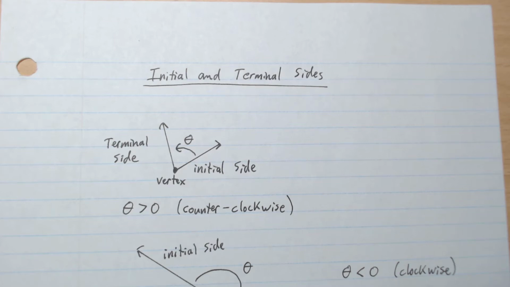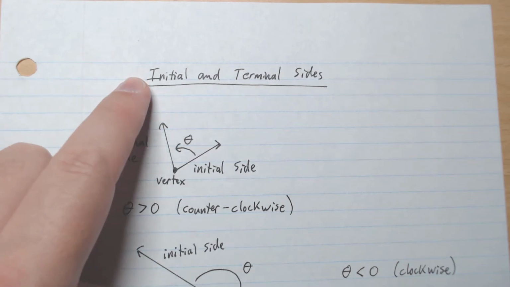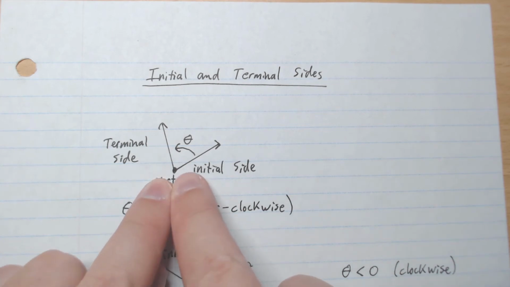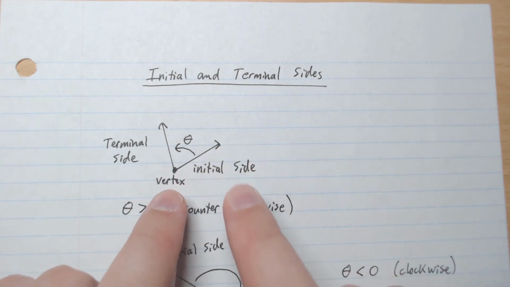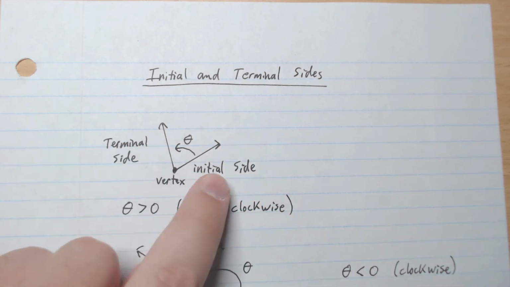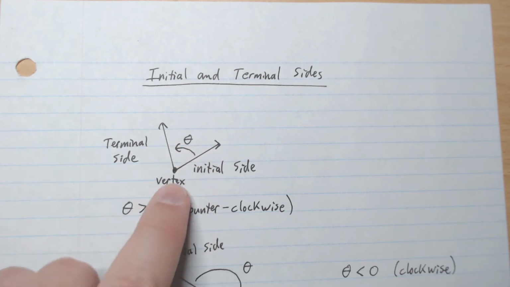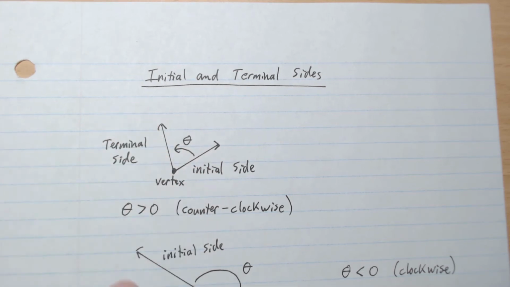Hey everyone, welcome back. Today we're going to look at initial and terminal sides. So here we have an initial side turning around the vertex counterclockwise to the terminal side. And when it's counterclockwise, the angle is considered to be positive, so greater than 0.